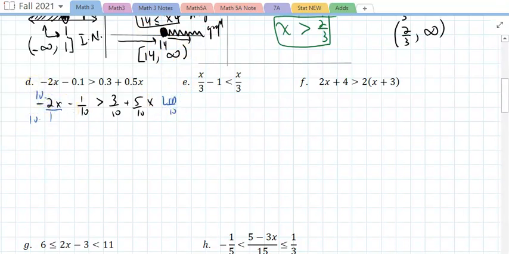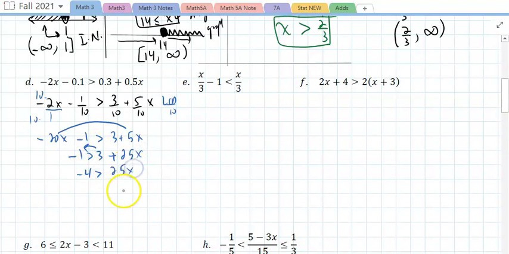Since they all have it, all I have to do is say that's negative 20x minus 1 is greater than 3 plus 5x. Add 20x to both sides. Remember, you can add or subtract all you want. When you multiply or divide by a negative, you need to switch the symbol. So that will be 5 plus 20 is 25x. Subtract 3 from both sides. Divide by 25.